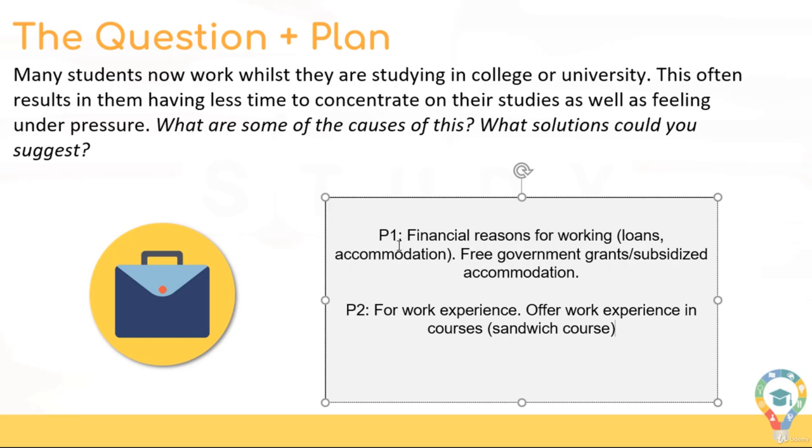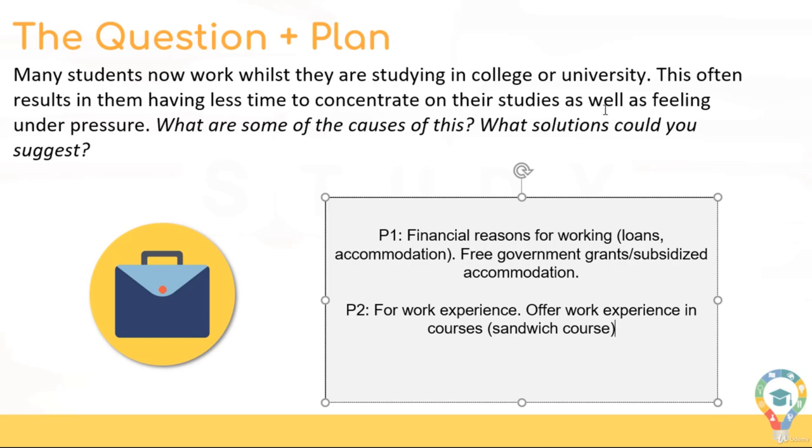Okay, so let's have a read through. Paragraph 1, financial reasons for working. Maybe they're paying off loans or accommodation. And how can I solve this problem of students needing money and working while studying? I've suggested that governments could give grants or subsidise accommodation to help them financially. And for my second paragraph, I'm suggesting that a cause for students needing to work while studying is for work experience. And I suggested my solution is to offer work experience in courses. So try and push this idea of more sandwich courses to try and help students concentrate more on their studies.